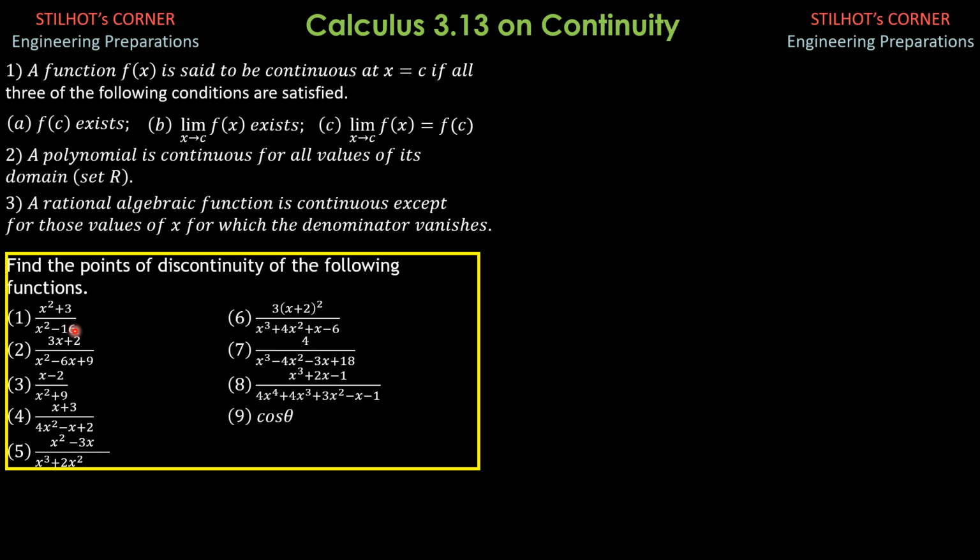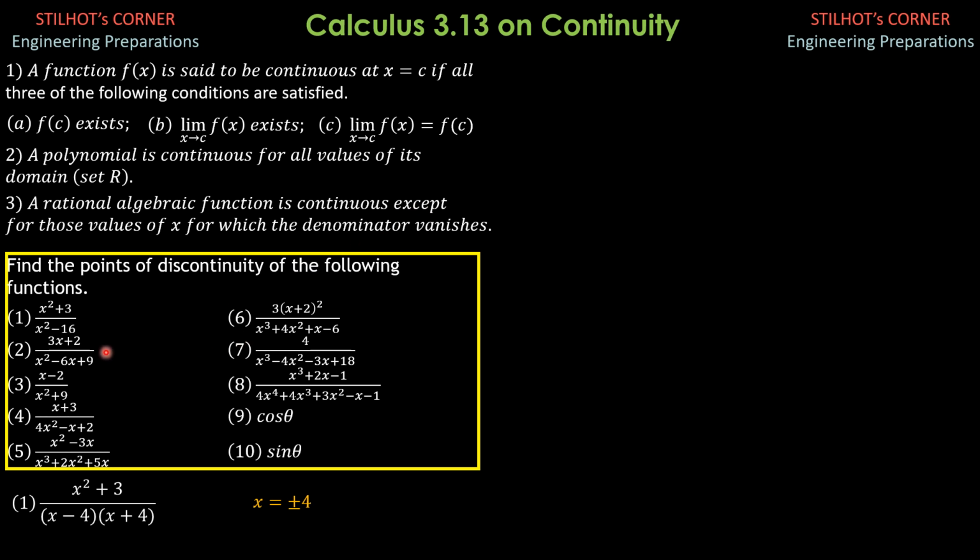So for number one, since there is a denominator and we can factor this into x minus 4, x plus 4, then this function is discontinuous at plus minus 4. So we have x squared plus 3 over x minus 4 times x plus 4. So that will make 0. The denominator will be 0 when x is 4 and when x is negative 4. Therefore, the points of discontinuity would be x is plus minus 4.